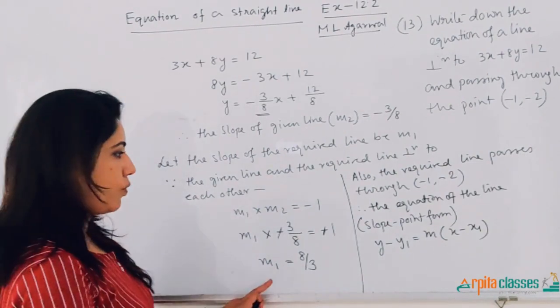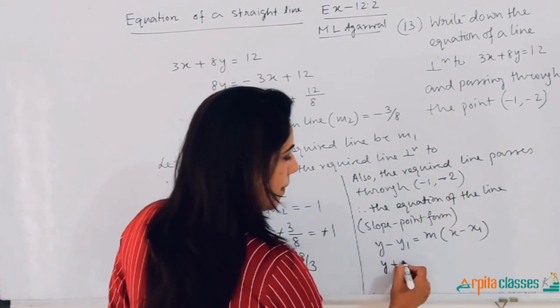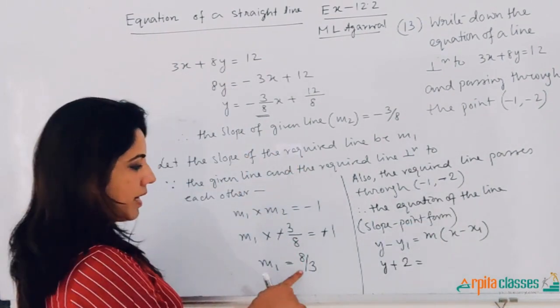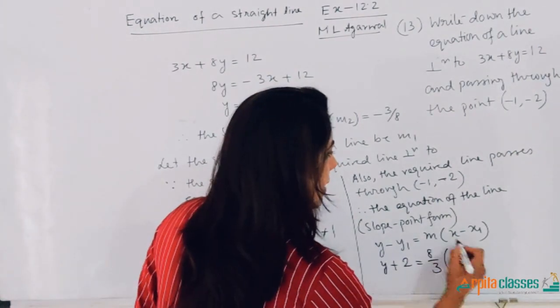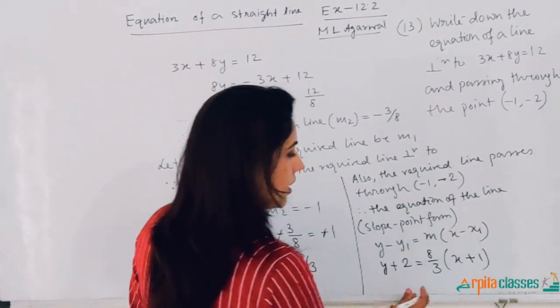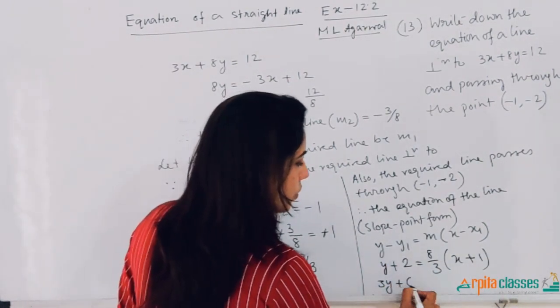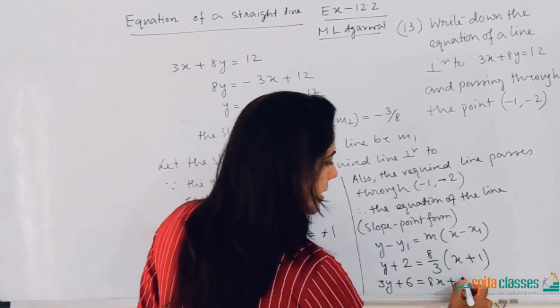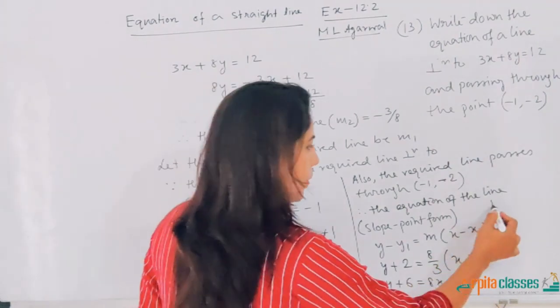Now put the values. Y minus y1 is your minus 2, which will become plus 2 here. M is 8 upon 3, put it here 8 upon 3. X minus x1 is minus 1, which will become plus 1 here. Get this side, so it will be 3y plus 3 into 2, 6 is equal to 8x plus 8. Now arrange it a bit, get 8x this side.